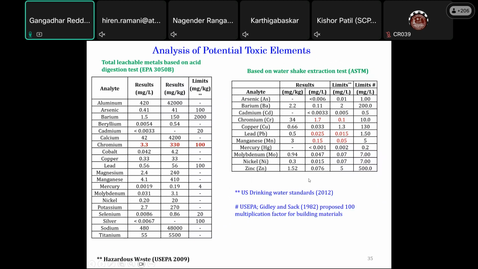Just what I want to highlight is that even though this is not good for drinking purposes or has some negative drawbacks, as a building material, even though it has high chromium or lead compared to the drinking standards, we can still use this material as a building application material.